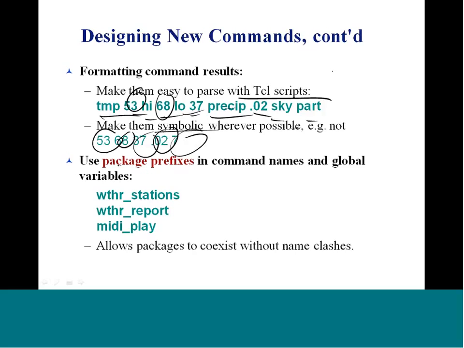We can also use package prefixes in command names and global variables to distinguish where exactly something is coming from. For example, wthr_stations denotes the package information for this particular command, wthr_report is another command, and wthr_display is another one. This kind of naming convention also allows packages to coexist without any name clashes.